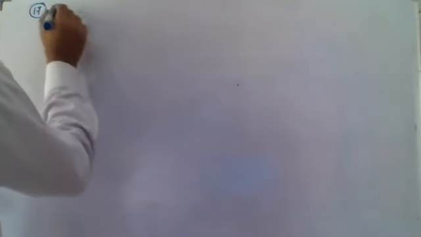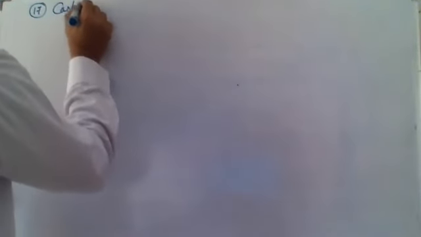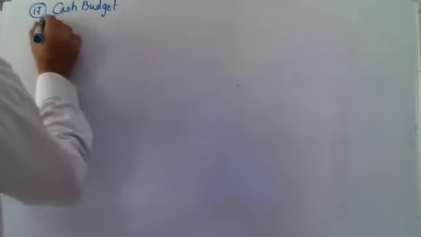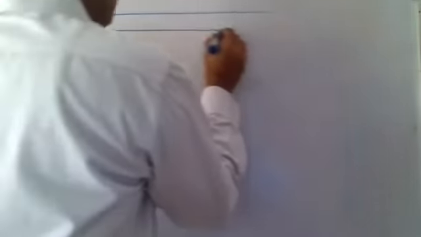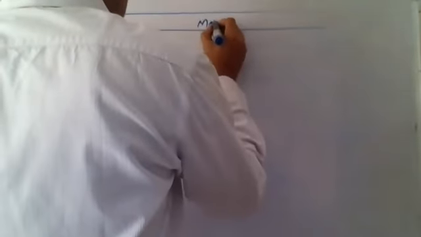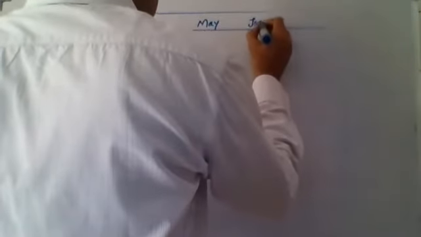17th question. I'm preparing a cash budget. Now, cash budget for how many months are you preparing? Cash budget we are preparing for 3 months. What are the 3 months? It is May, June, and July.